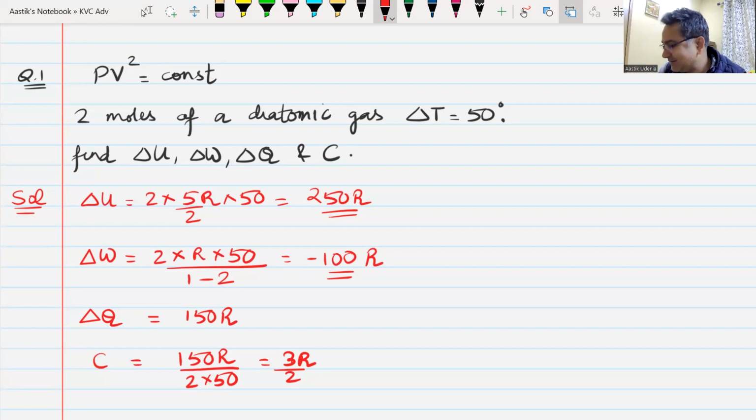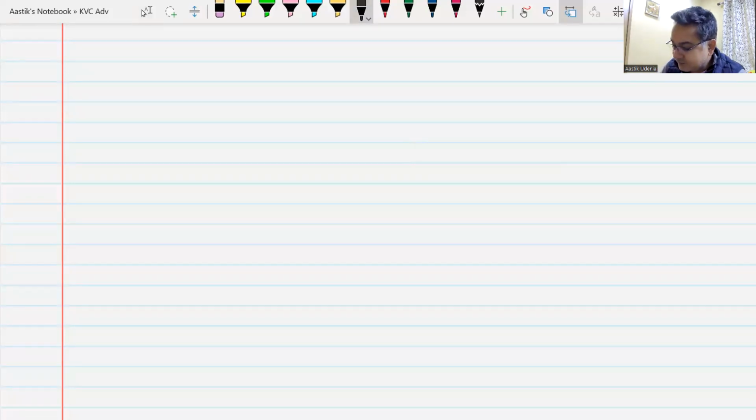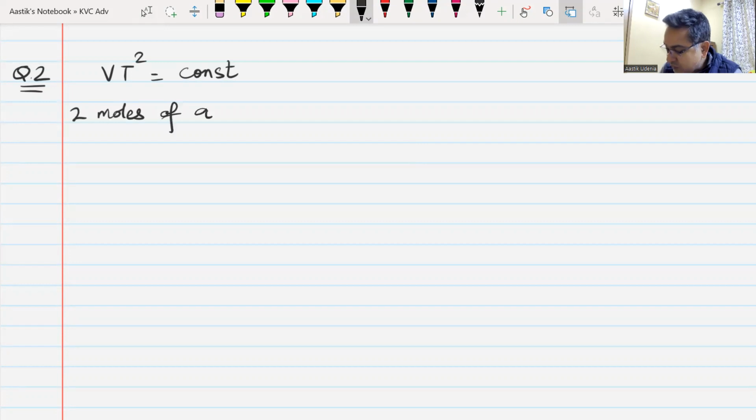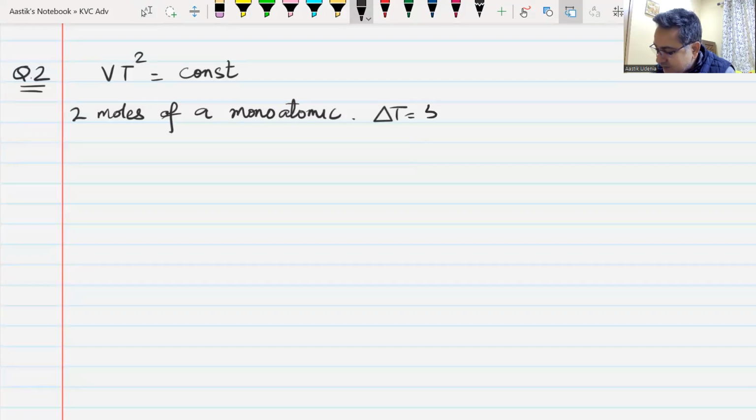That takes me to the next question, my dear friends. Question number 2 or 3 or whatever. A gas undergoes a process where V into T square is a constant. 2 moles of a monatomic gas now. Delta T is given as 50. Let me not change that. Again, you have to tell me everything. 2 minutes to show your talents, else I'll have to show mine.